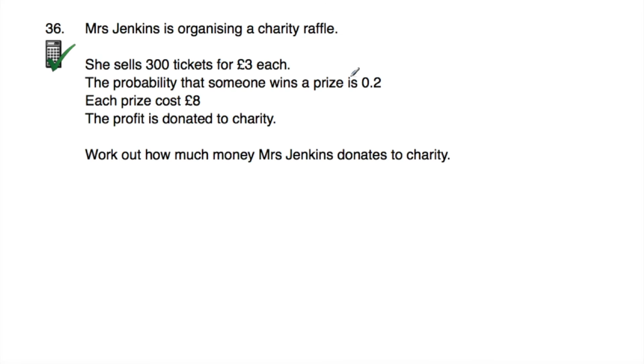Okay, so let's work this out. So there's 300 tickets sold at £3 each. So let's work out how much money she receives. So 300 multiplied by £3 is equal to £900. So that means that she receives £900 in total for the tickets that she sells. Okay, now that's the total amount of money she has, but obviously there's some prizes and we need to work out the cost of those prizes.